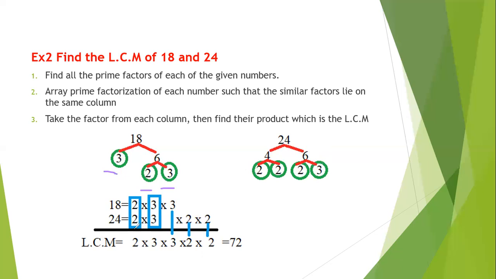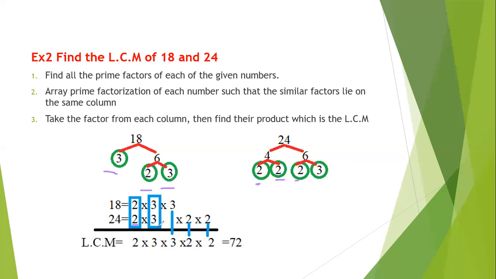How can I write it? I have to write 2 under this 2. Here I have another 2, but I don't have 2 in the factors of 18. I have only one 2, so I will put the other 2 outside. Then 3, I have a 3 in one of the factors of 18, so I will write 3 under 3.